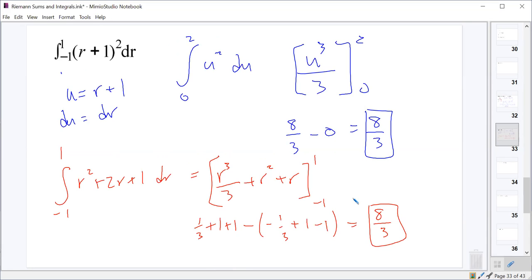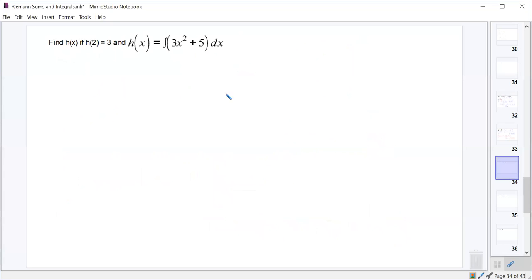So either way is fine. You can always simplify it down first, or you can use the u sub if you need to. About as simple of a u sub as we could possibly do, right? Because our du is the same as our dr, but usually that's not the case. And so we're going to do a bunch of u substitutions later today. They're somewhere along the way in what we're doing today. All right, we'll do a couple of these initial value type problems. And then I think we're going to do the u subs after that.